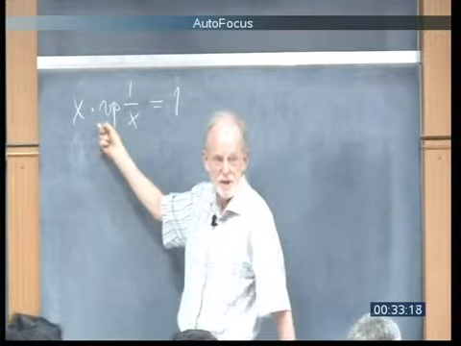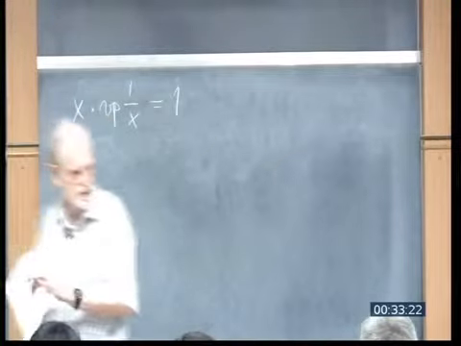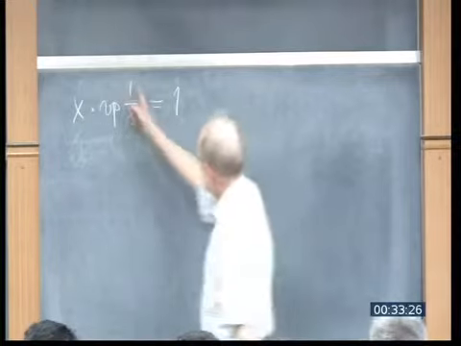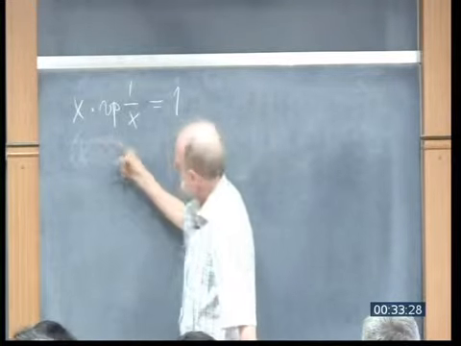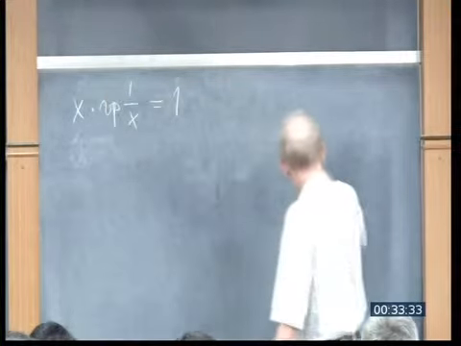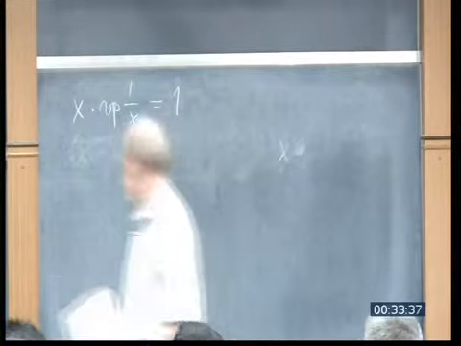I want you to verify this. You have to use the definition of multiplication of a distribution by a smooth function. That is, the action of this on the test function is the same as the action of that on x p. If you do that, you will get this result.